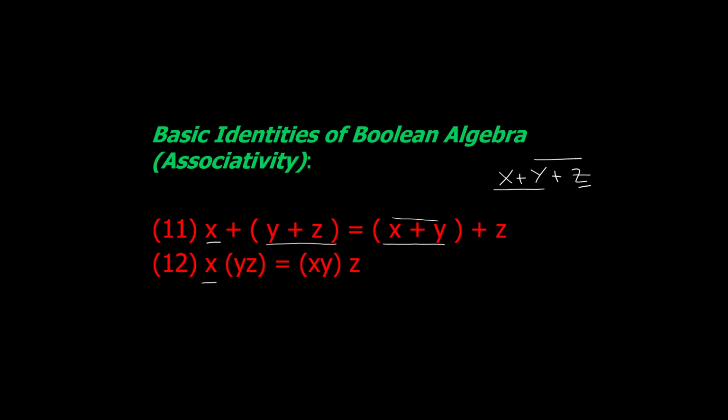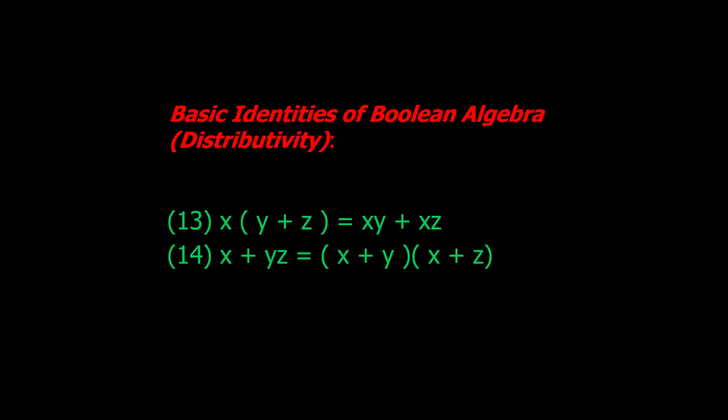This also holds in multiplication. Here we have multiplied y and z first. A dot is here, assume the dot is here. If you multiply y and z first, then with x, that would be equal to multiplying x with y first, and then the result multiplied with z. That will be equal. This is the associative property of Boolean algebra.